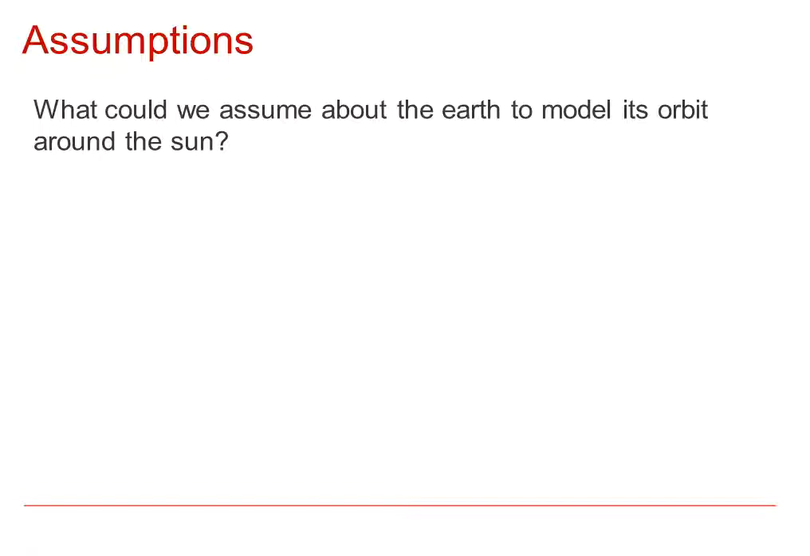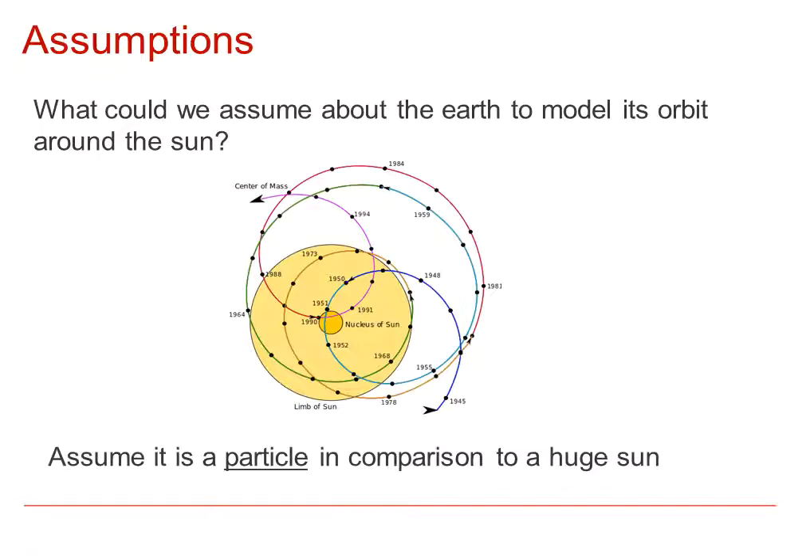What might we assume about the earth if we're modelling its orbit around the sun? The simplest model or assumption might be to assume that it is a particle in comparison to the huge size of the sun. So all of these assumptions are convenient ways of simplifying the earth in the context of the question.